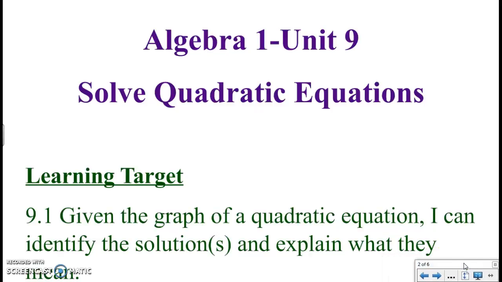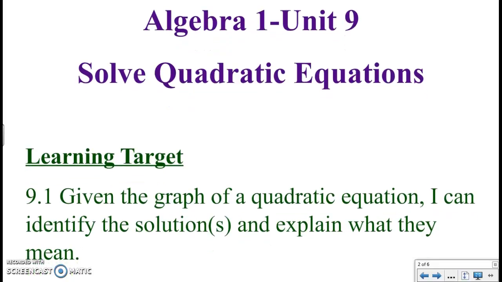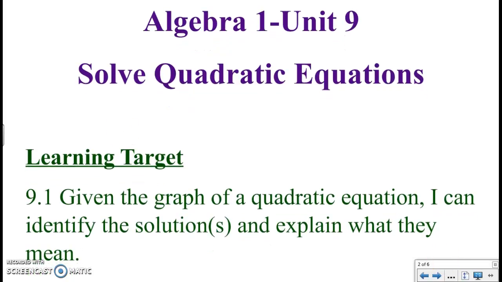Today we're going to start talking about how to solve quadratic equations, and the first method that you could use to solve quadratic equations is actually to look at the graph. So you could use the steps that we did last unit to graph a quadratic function and then look at the graph to find your answers. Today we're going to actually give you the graphs and have you find the solutions and explain what they mean.